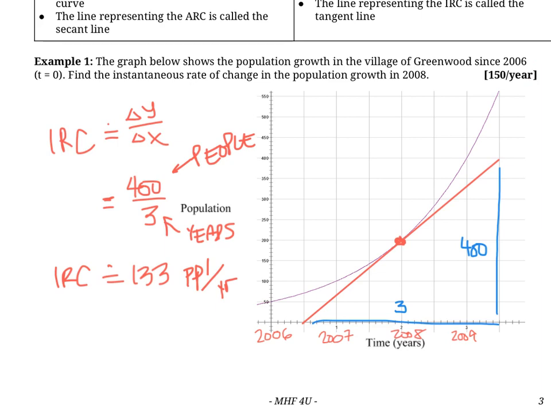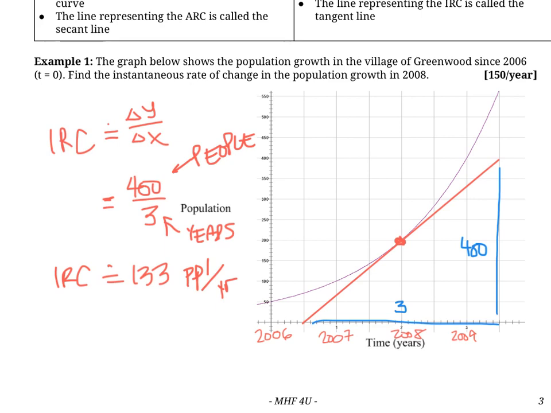So maybe we didn't draw the line right on. It was a little bit off. It's just an approximation, but for this sake, it's a pretty close approximation to what the answer actually is. To get more accurate, we're going to need to start using the equations.